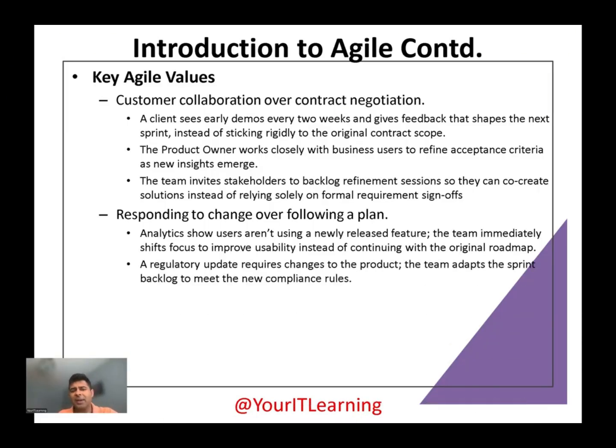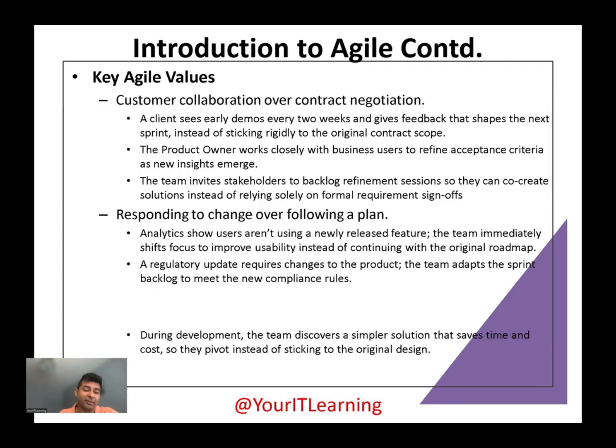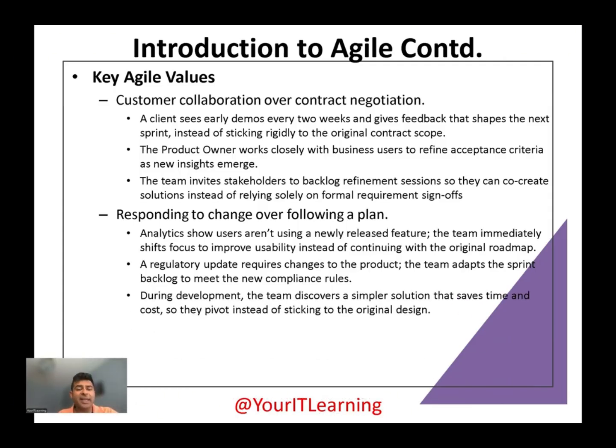A regulatory update requires changes to the product. The team adapts the sprint backlog to meet the new compliance rules. Because if you don't comply with the rules, you might be affected with a fine from the state or a government. During development, the team discovers a simpler solution that saves time and cost, so they pivot instead of sticking to the original design.